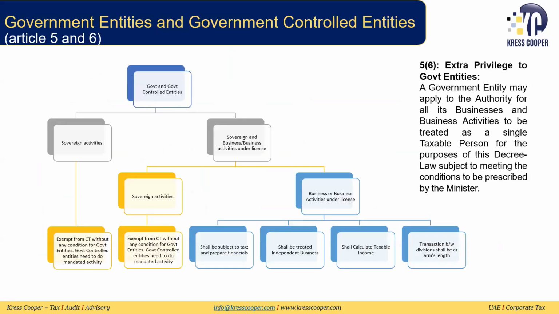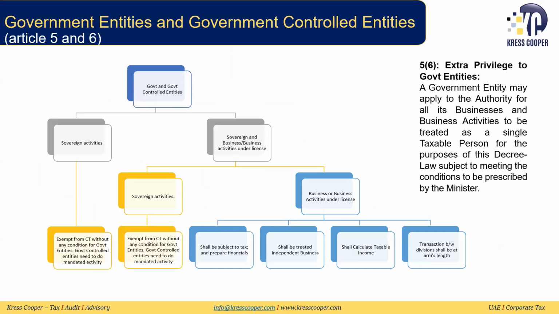So let's discuss the type of categories one by one. The first one that we will discuss will be the government entities and government controlled entities. Like we said, they could either be doing just their sovereign activities or mandated activities. They will be exempt from corporate tax. There's no condition for government entities or government controlled entities. They just need to be doing the mandated activities that will be provided through a cabinet decision.